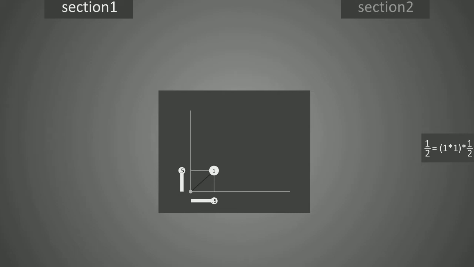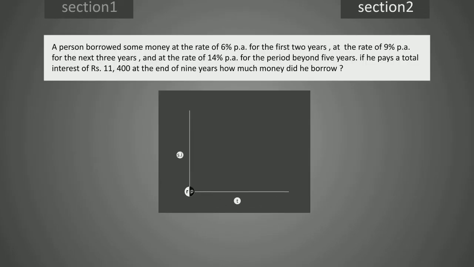Now let's move to section 2, problem 1. A person borrows some money at the rate of 6% per annum for the first 2 years, and at the rate of 9% per annum for the next 3 years, and at the rate of 14% per annum for the period beyond 5 years. If he pays a total interest of rupees 11,400 at the end of 9 years, how much money did he borrow?